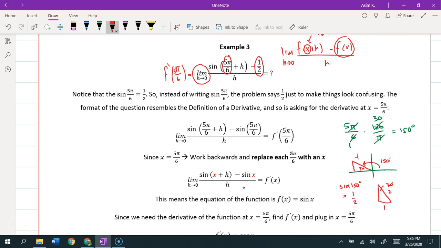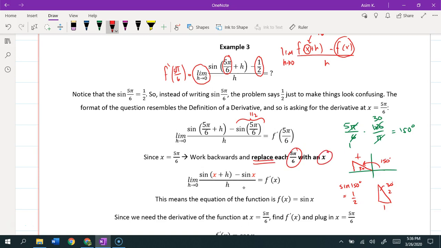By the way, sine is positive in this quadrant, so it makes sense that the sine of 30 and the sine of 150 are both positive. Okay, so having said that, now we understand why this said a half, right? So moving forward, the question isn't done yet. We still need to replace the 5 pi over 6 with an x.